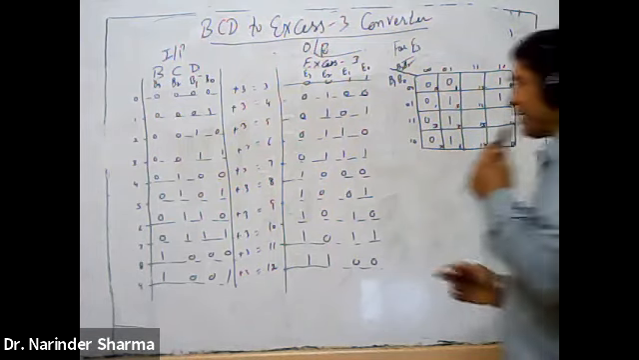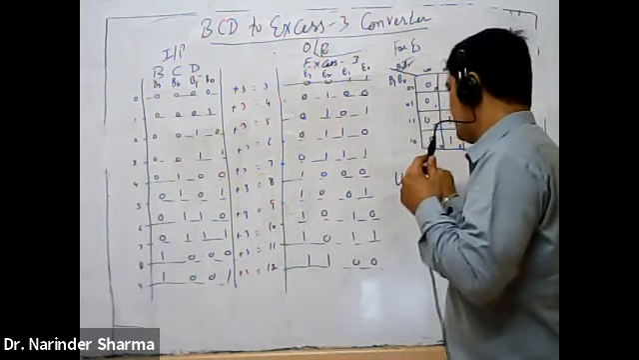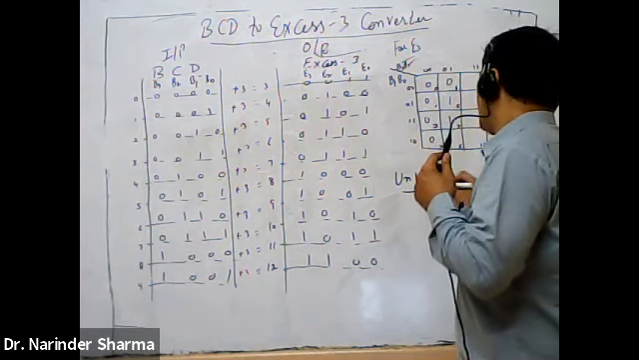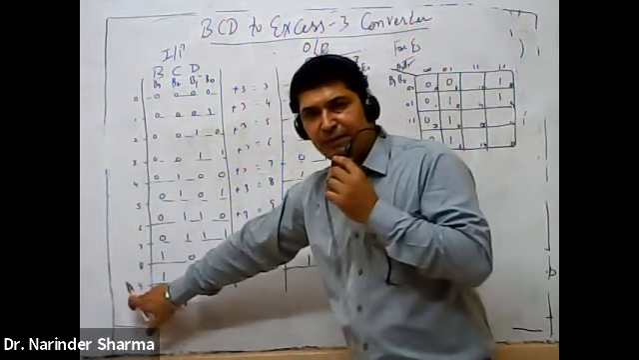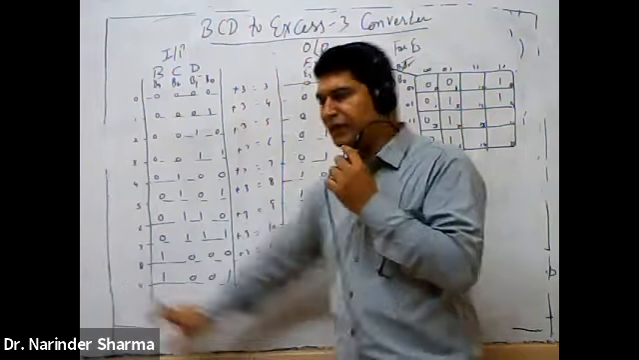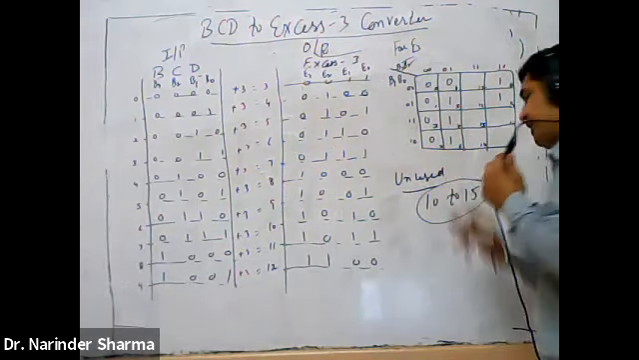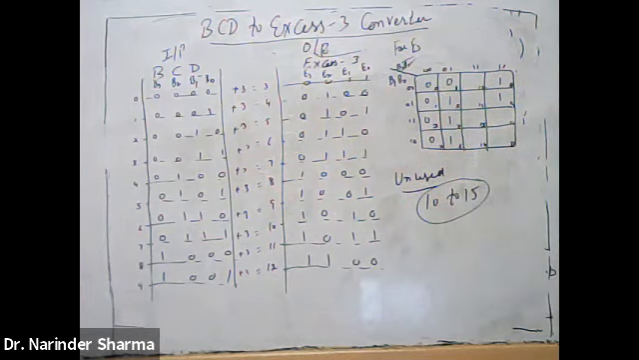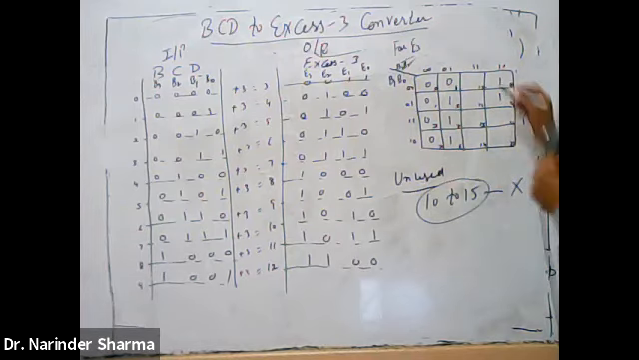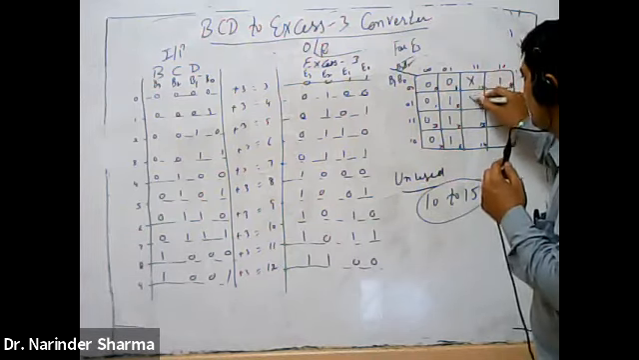So, which are unused? Unused are 10 to 15, because 4 variables go up to 15. Understand it carefully. 10 to 15, these are the unused states. They have to be marked as don't care. We don't know, it may be either 0 or 1. So the rest have to be marked as don't care.